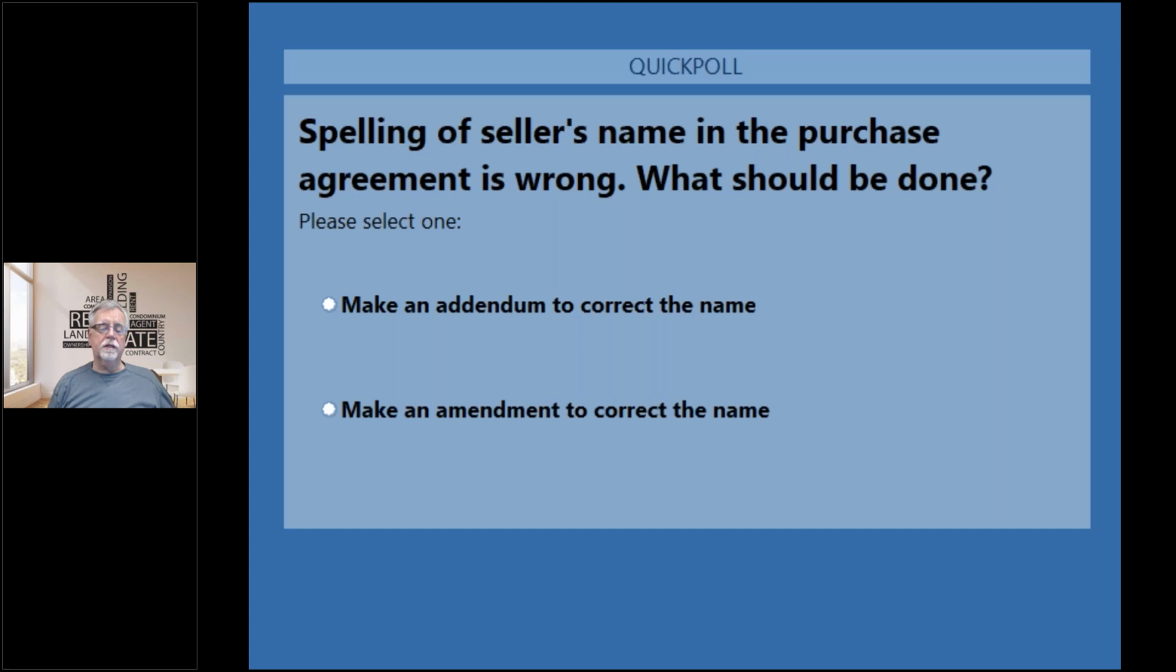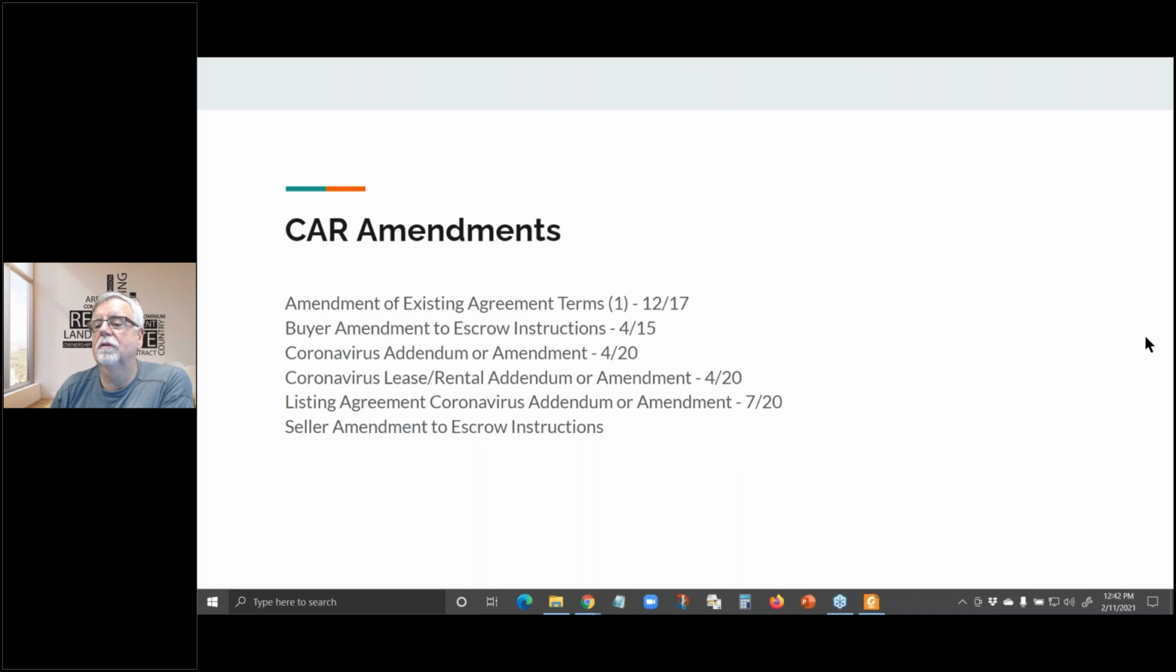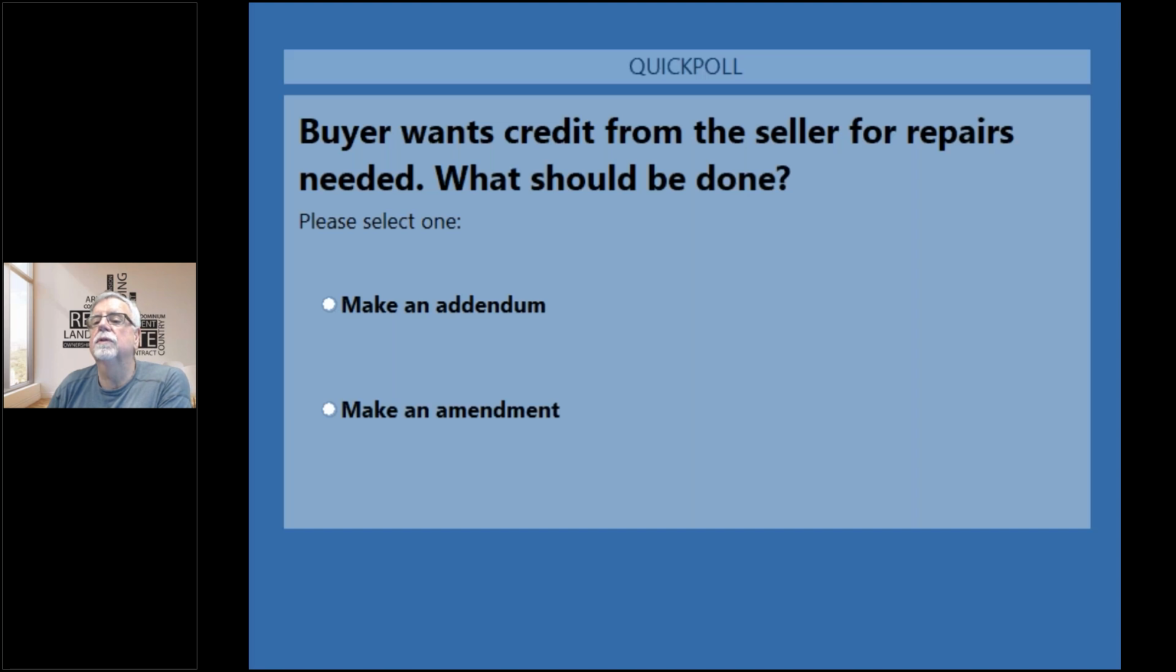And that's because if we realize that the purchase agreement is wrong, right? Now, by the way, if we were countering, like let's say the buyer made the offer and we were countering the offer, then I would use an addendum to change it or write that in the counter. But if it's already a signed agreement, we would use an amendment. That was too easy for you guys. So how about this one?